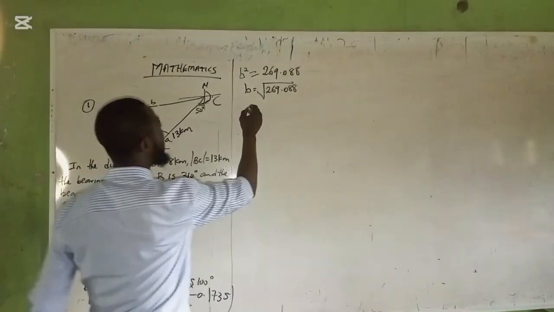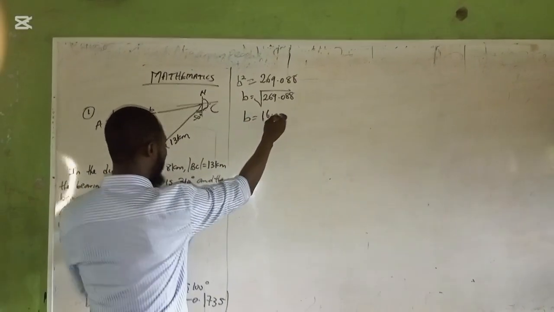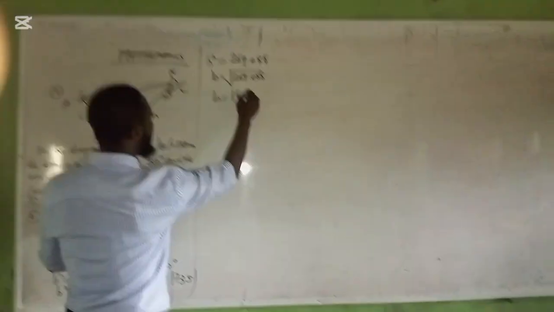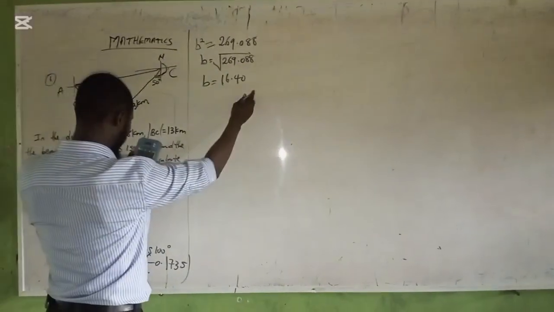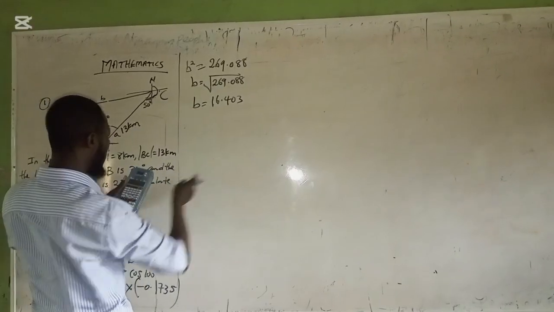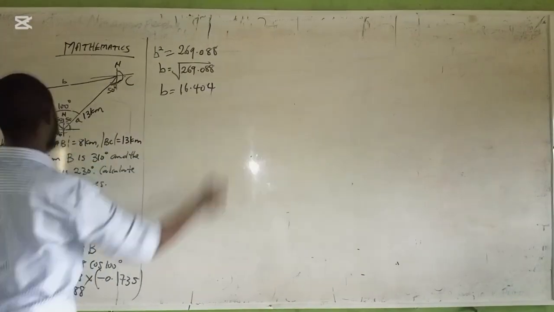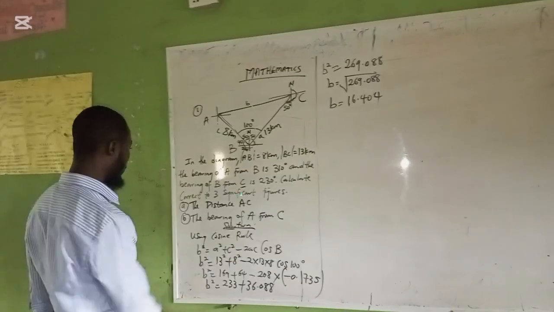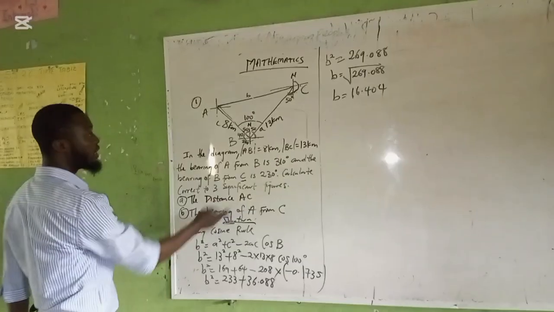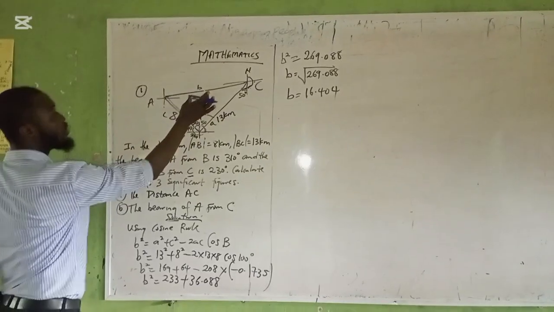That will give us b to be equals to 16.404. So this is the final answer to question B, the distance between A and C.